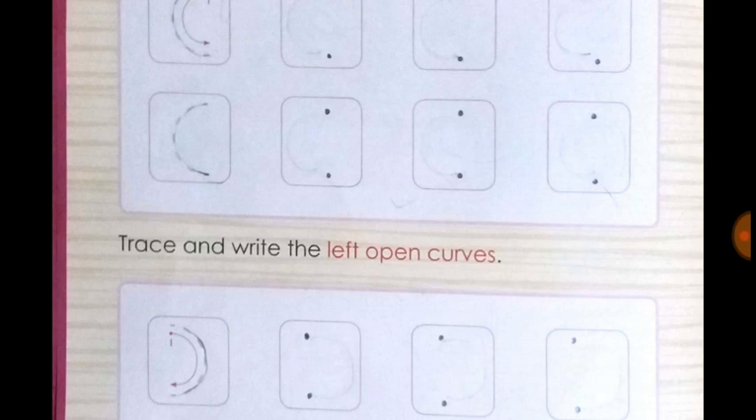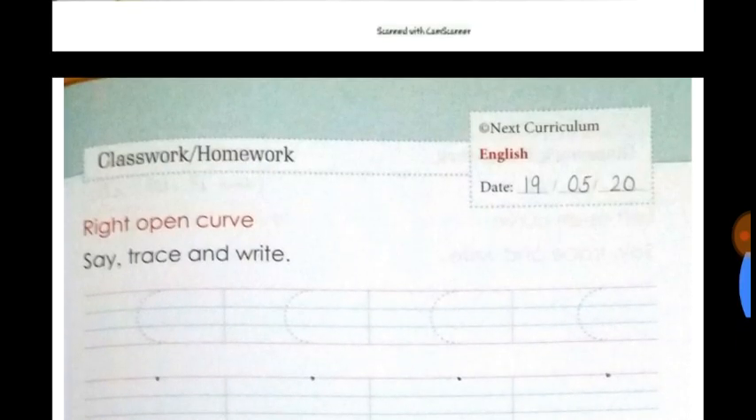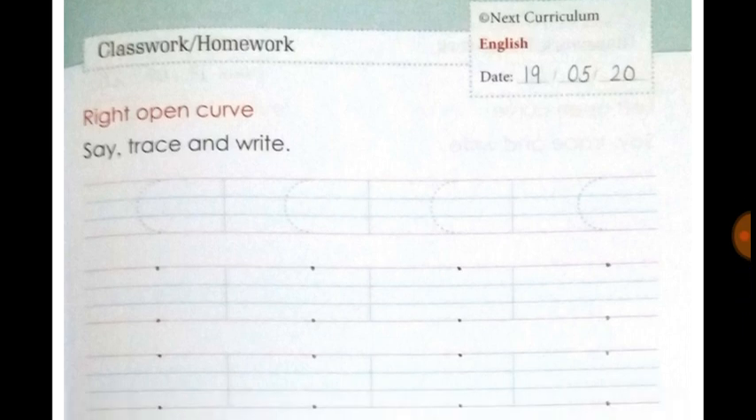Now I request parents, please take out the English workbook, and in the English workbook take out page number 5. So this is the English workbook, and this is page number 5. First of all, mention the date on the right hand corner, 19/5/20. Yes, and what you have to do here: right open curve, say, trace and write. Again you have to write here right open curve. So parents, please ask your child to speak and write and give the dots accordingly.